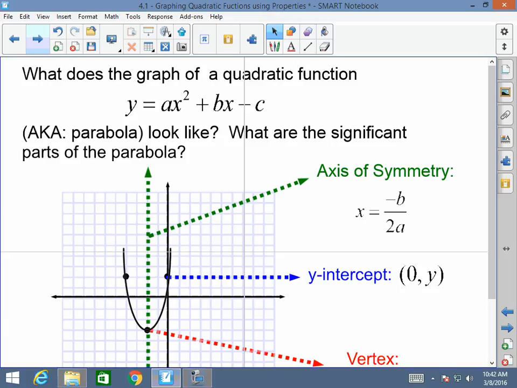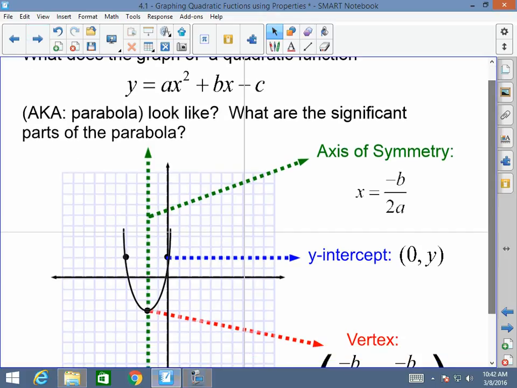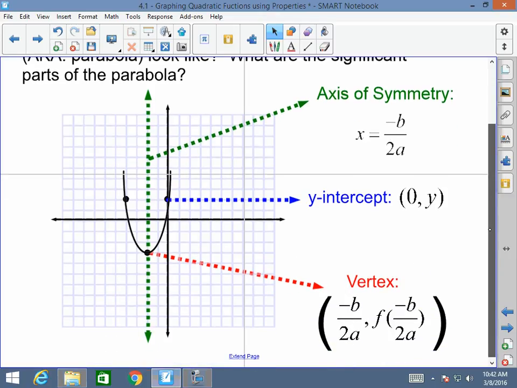So again, what is the graph of the quadratic function? Well, you have y equals ax squared plus bx plus c, also known as a parabola. What does it look like? Well, the significant parts of it: it's a U-shaped graph.